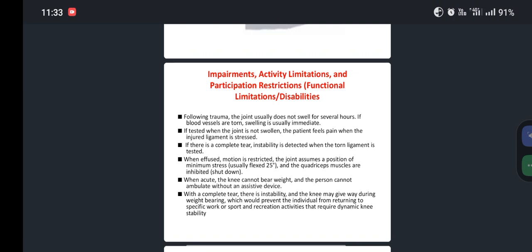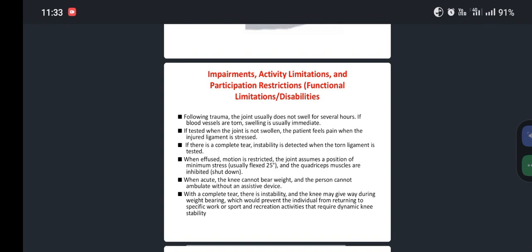If there is a complete tear, instability is detected when the torn ligament is tested with the help of special tests. When there is effusion and motion is restricted, the joint assumes a position of minimum stress, usually flexed at 25 degrees of knee flexion, and the quadriceps muscles are inhibited. In the acute case, the knee cannot bear weight and the patient cannot ambulate without an assistive device. With a complete tear, the patient may present with instability and the knee may give way during weight bearing.